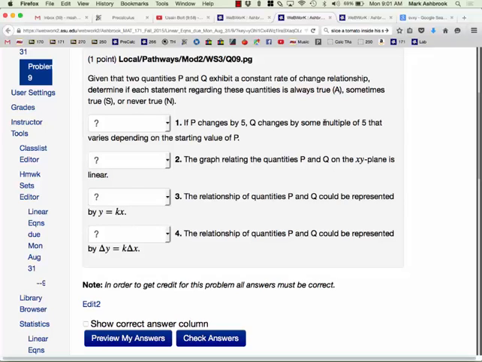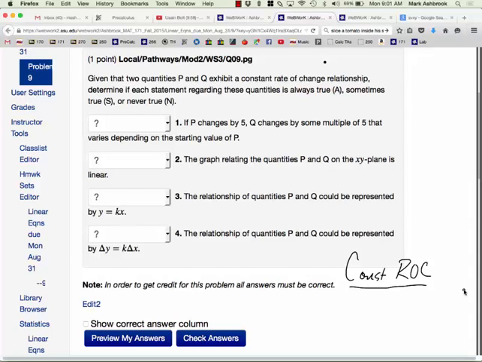So let's just summarize before we dive into these specific statements. Let's summarize what we know about constant rate of change. Okay, I think that's helpful. So if you have constant rate of change, what do we know for sure? What's one thing that we know if we have constant rate of change?